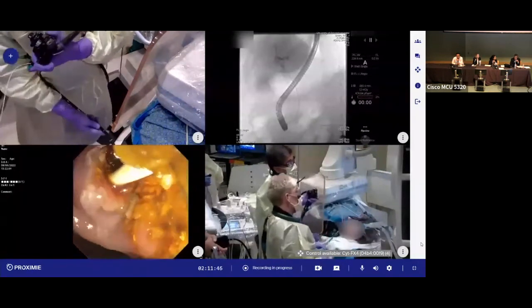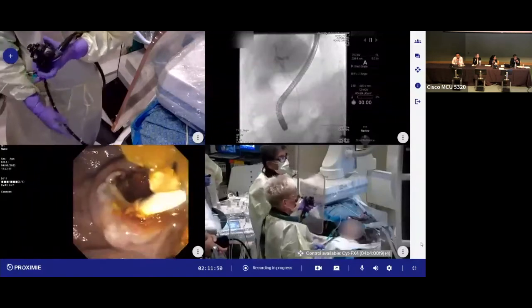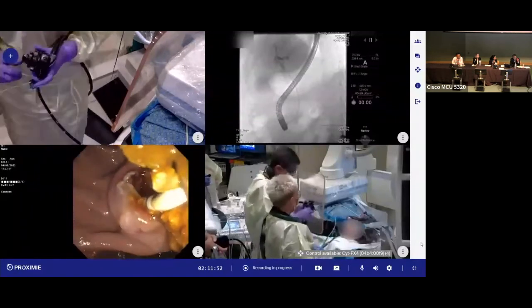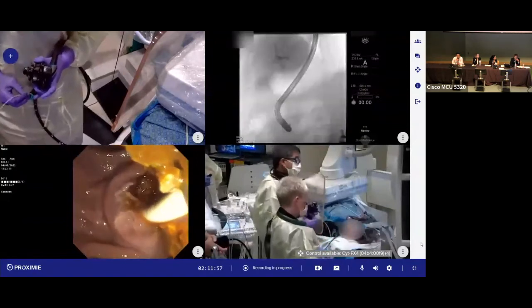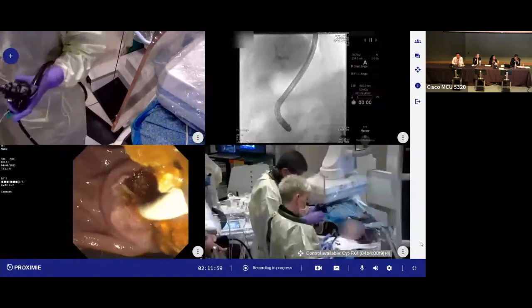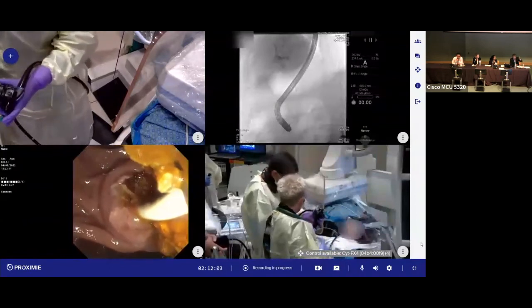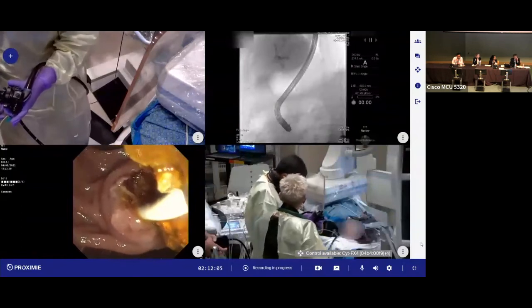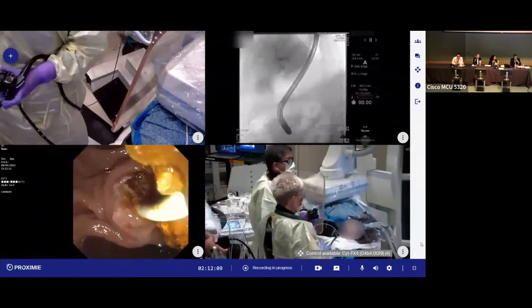If you look at the most recent ASGE guidelines for management of large stones, they recommend performance of a partial sphincterotomy with large papillary balloon dilation versus sphincterotomy alone. So that's really the explanation and the reasoning behind not cutting all the way up to the junction between the sphincter and the duodenal wall. Injecting here.